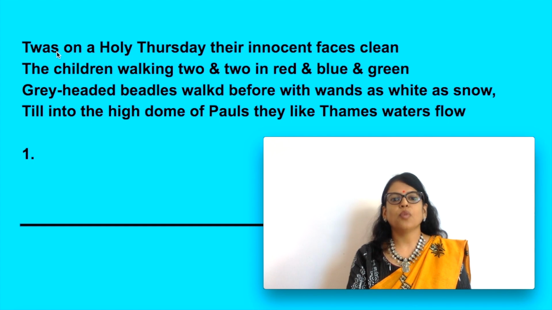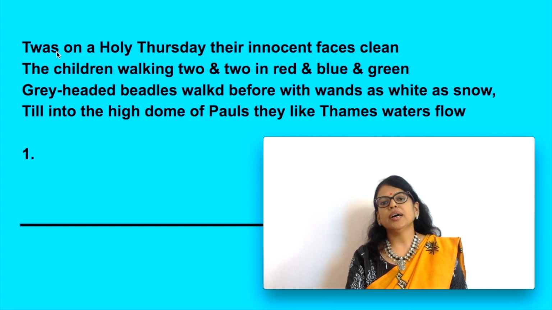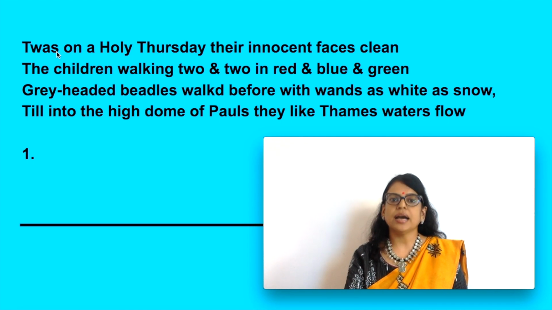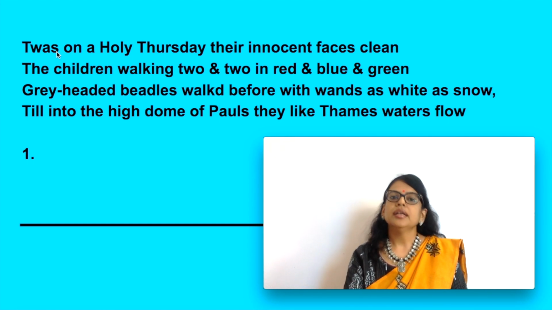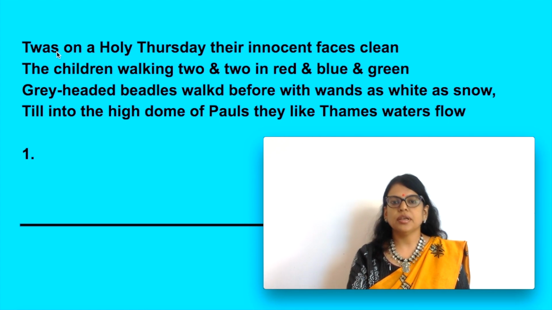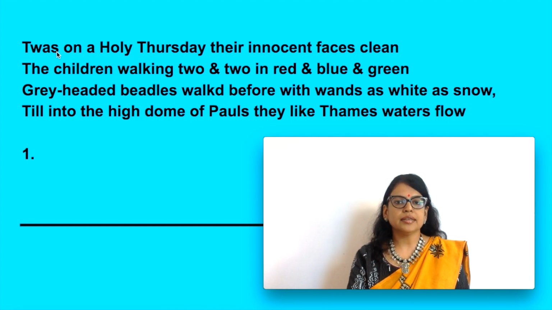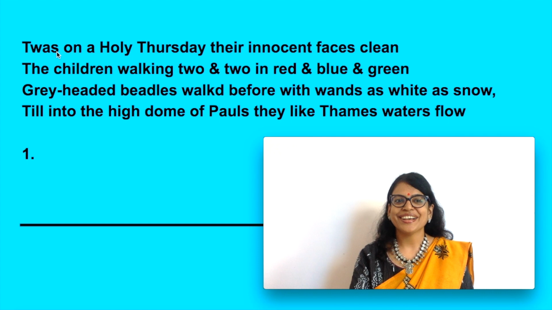Grey-headed beadles walked before with bands as white as snow. Now, beadles are people who are employed by a church or sometimes even a synagogue. They help in the affairs of the church. They are usherers. They sometimes lead people in a procession, and they also help in the clerical activities of the church. So these beadles were walking ahead. They were leading the children on, and they had a wand in their hand which was as white as snow.